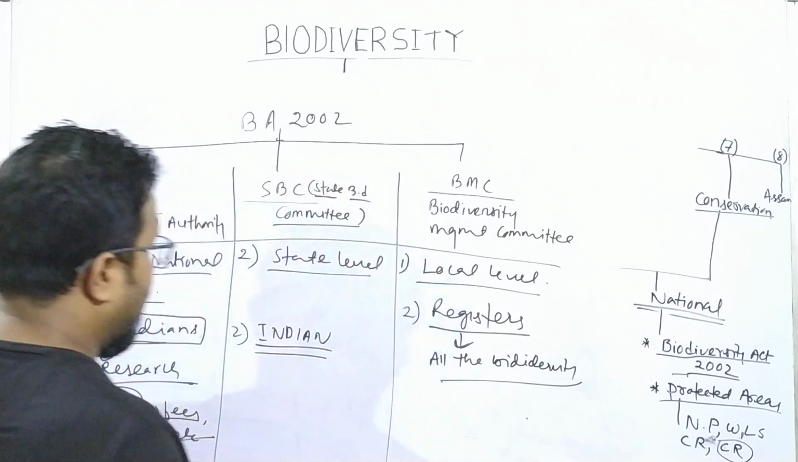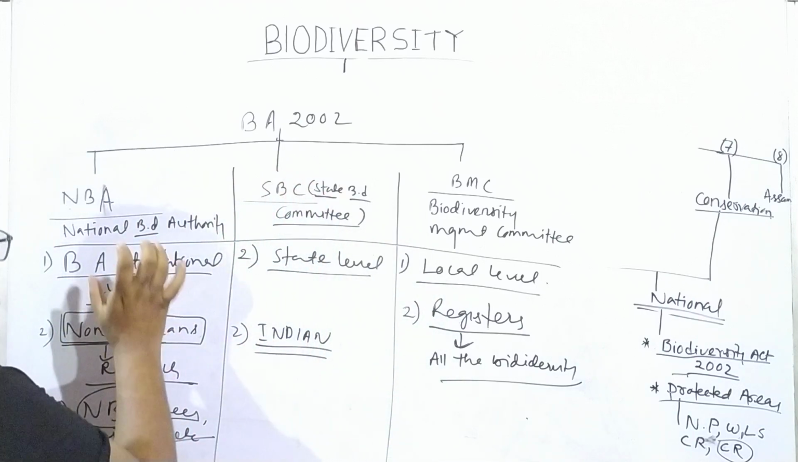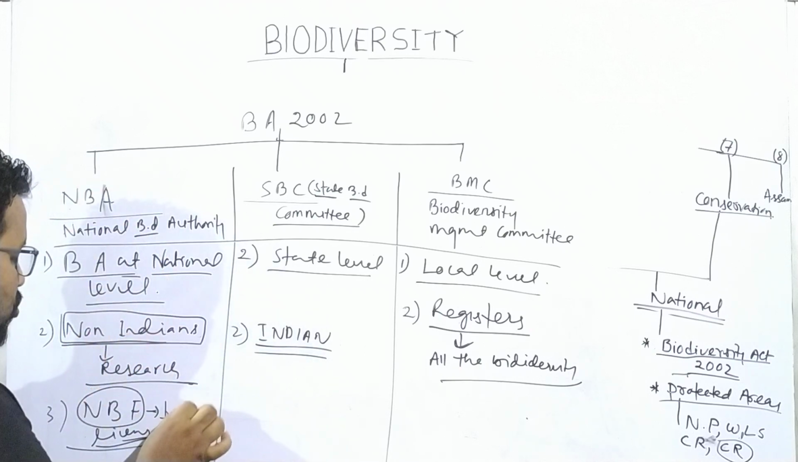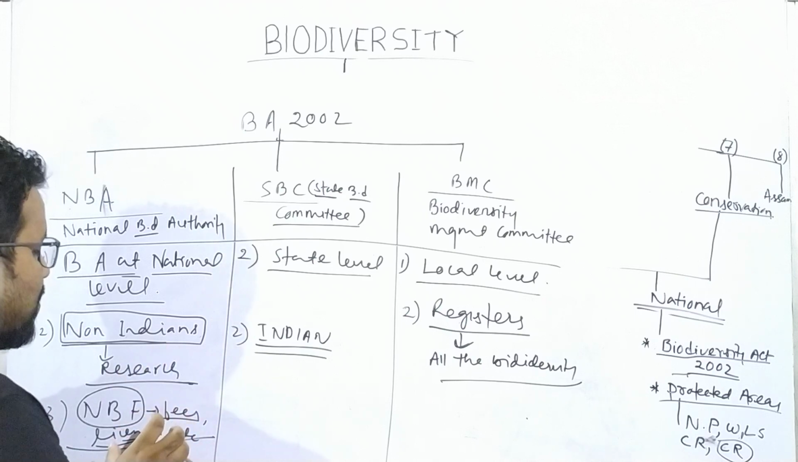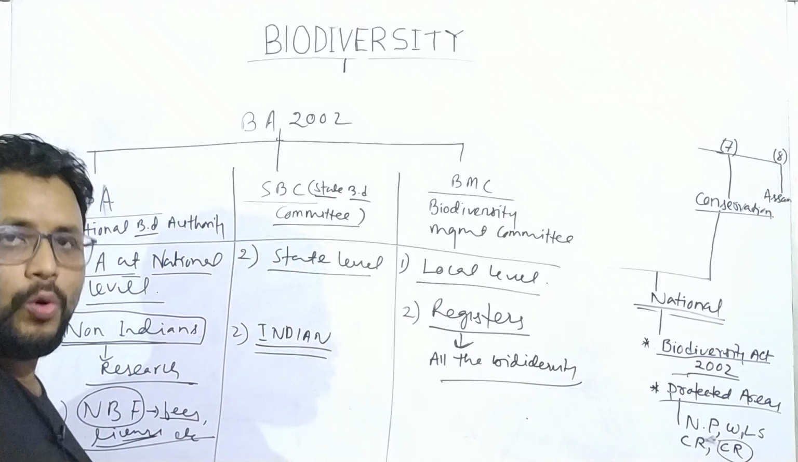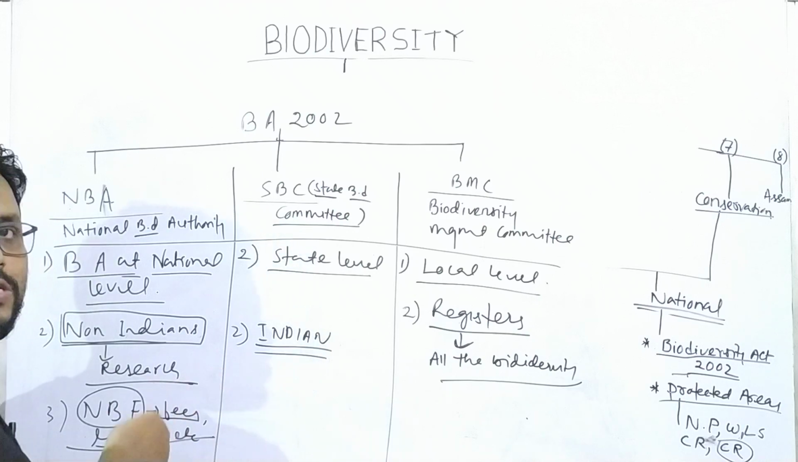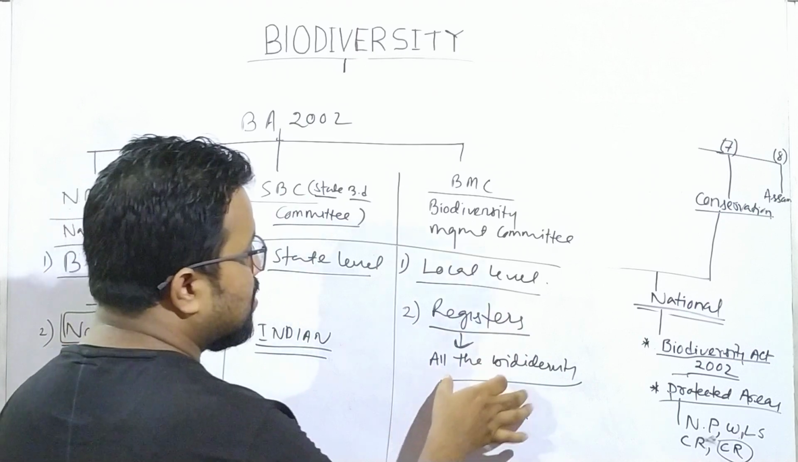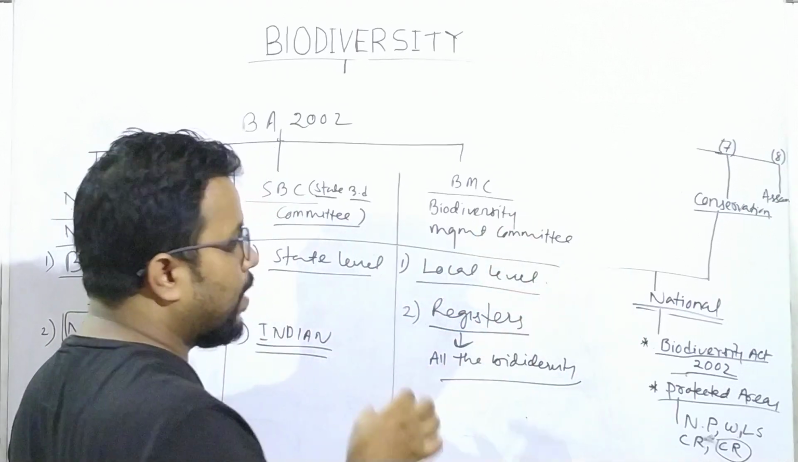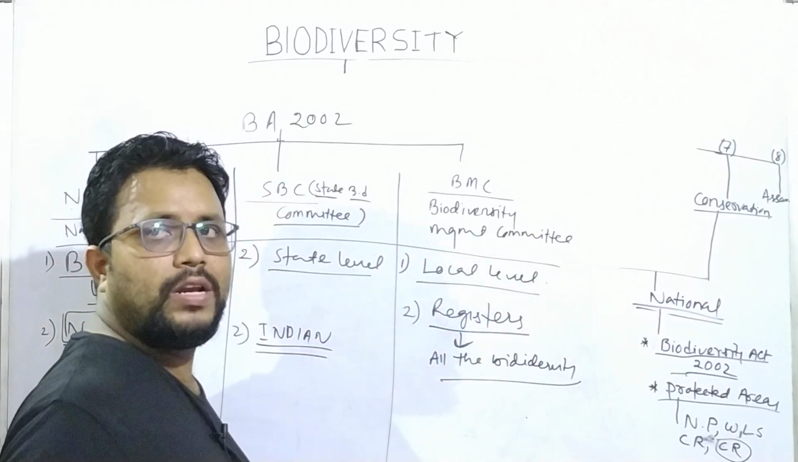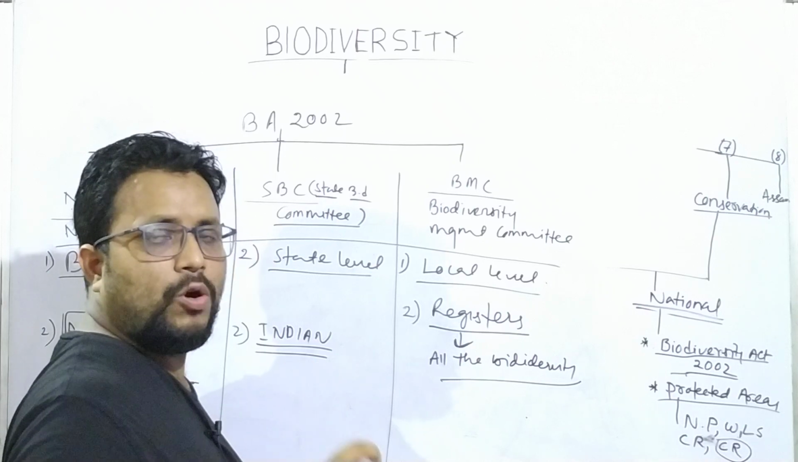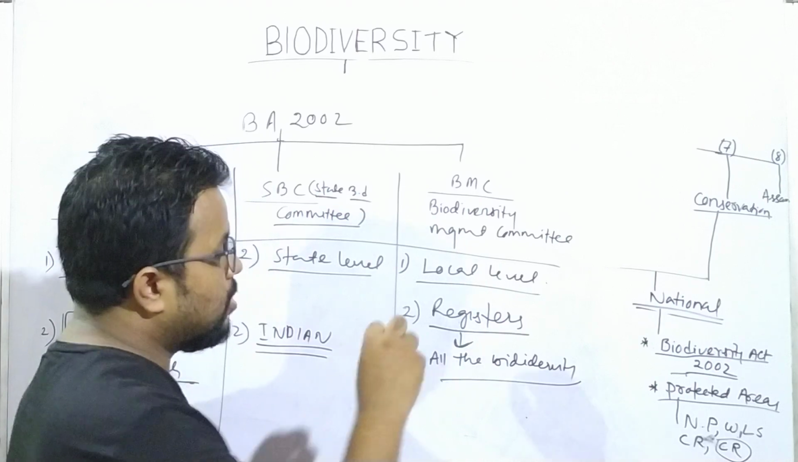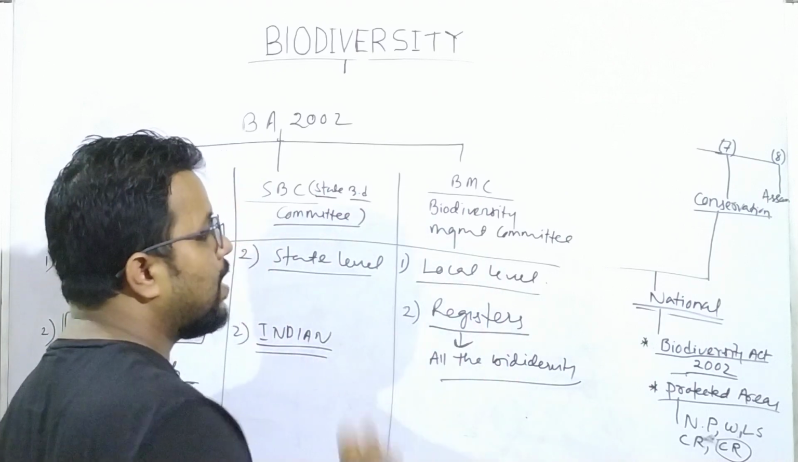And this NBF, National Biodiversity Fund, is created by NBA, which includes fees, license fees, etc. And this fee is used for the locals from where the biodiversity has originated. And the BMC maintains registers where all the species in that local area have been recorded.